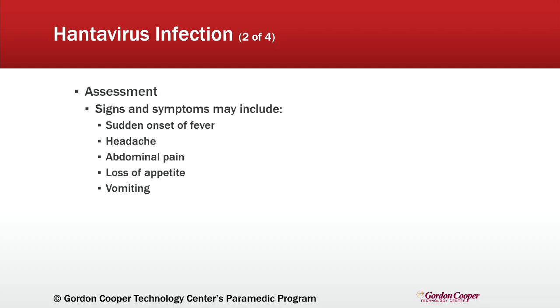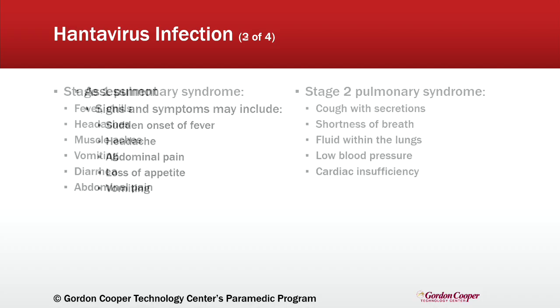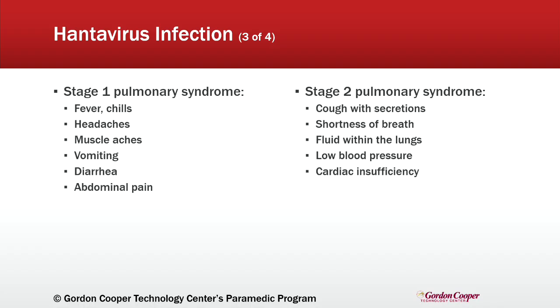Signs and symptoms are going to include a sudden onset of fever that lasts from 3 to 8 days. And then there's going to be a headache, abdominal pain, loss of appetite, and vomiting. Now remember, there could be some respiratory symptoms that come into play with this one as well, so be alert for those. When that pulmonary syndrome shows up, there are actually 2 stages, I'm sorry.